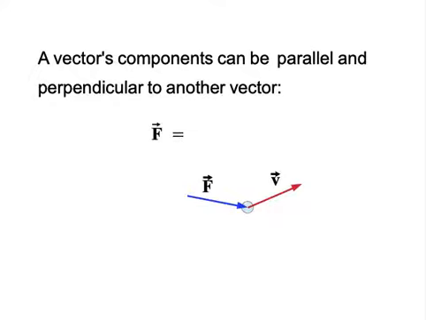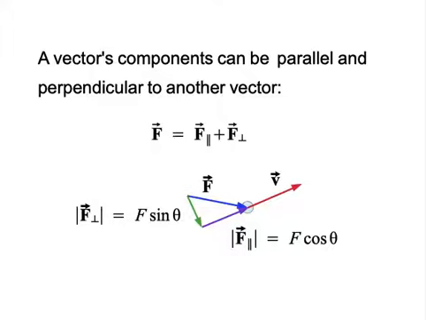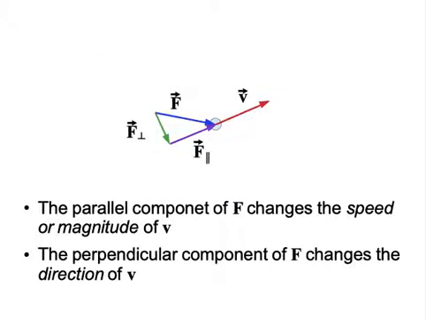A vector's components can be parallel or perpendicular to another vector. We can decompose a vector into parallel and perpendicular components. We have here a force acting on an object that is moving with velocity v. We remember from geometry that two vectors define a plane. And in this plane, we have one component of f that's parallel to v, and a component of f that's perpendicular to v. The parallel component of f changes the speed or magnitude of v, and the perpendicular component of f changes the direction of v.